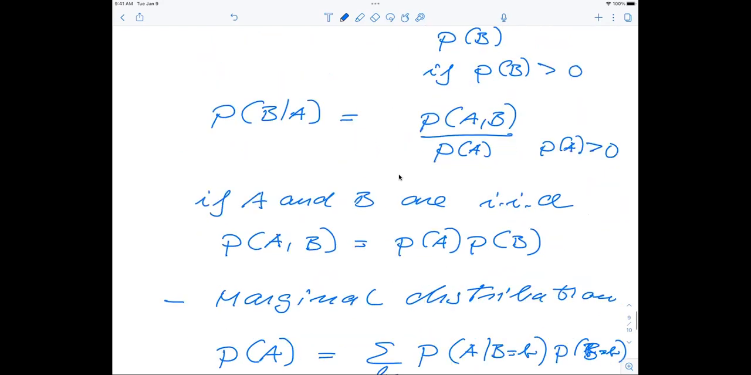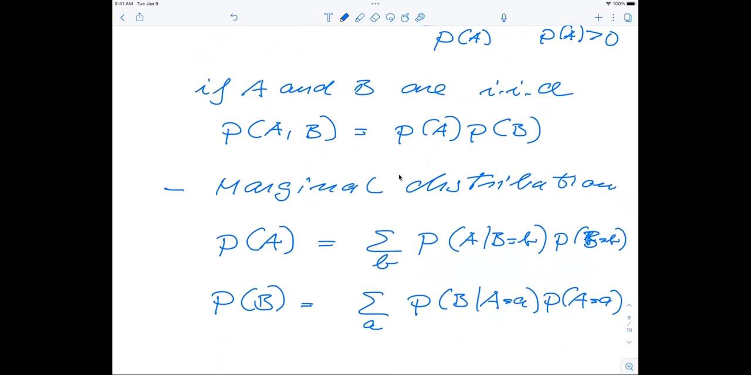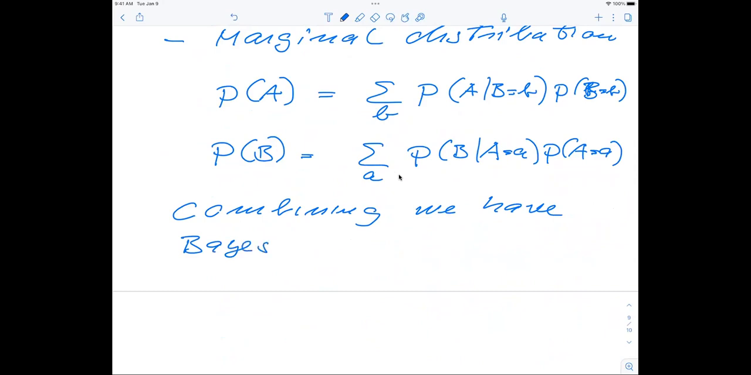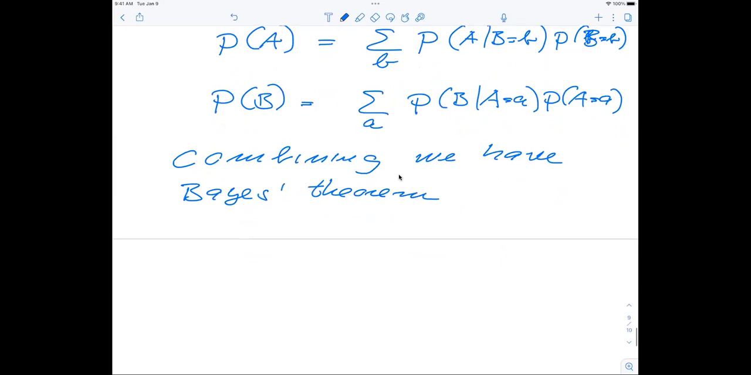Now you can combine the product rule with the marginal probability and the conditional probability, and if you combine these quantities, then we have what is called Bayes' theorem. The proof of Bayes' theorem based on these probabilities is trivial. It's just a straightforward use of these probability definitions. And what it says is that we can rewrite P of A given B as equal to the probability of A and B divided by the probability of B.